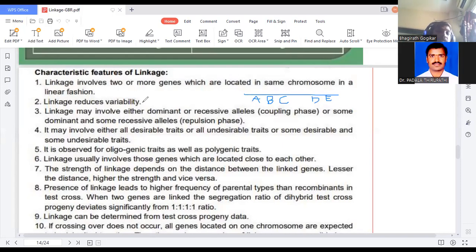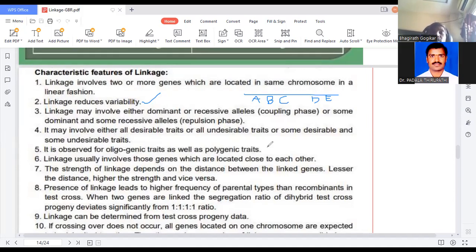So linkage reduces what? Variability. Linkage reduces variability, and we can't expect different characters in the next generation. Linkage may involve either dominant or recessive alleles. If it is in the coupling phase, the linkage is observed between the dominant genes. If it is in repulsion, the linkage is observed between dominant and recessive alleles. It may involve all desirable traits or all undesirable traits, or some desirable and some undesirable traits. It is observed for oligogenic traits as well as polygenic traits.